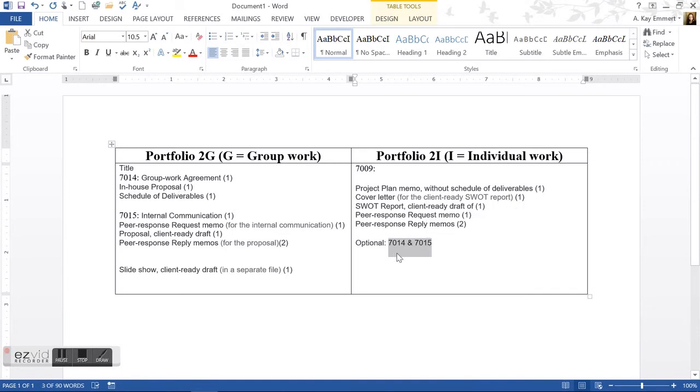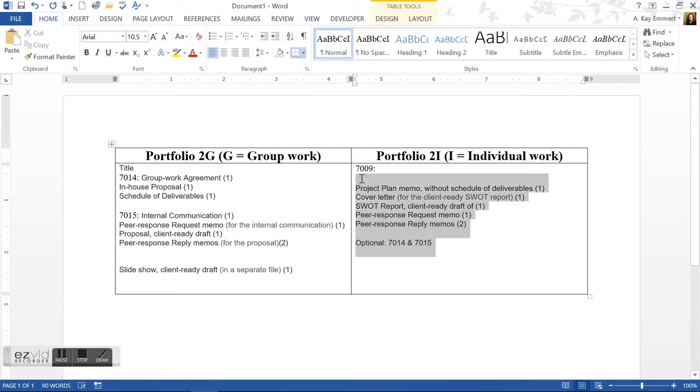Okay, so after your group has revised 7014 and 7015, you've decided you've got some extra time and you think you can do a substantially better job than what it currently is, you can revise 7014 and/or 7015 and then put it into your individual. Now here's a warning. Please do not waste my time on revisions that are very surface level. So that would be sentence-level things, which is still good to revise, but that's not going to make a huge difference in your Portfolio 2I grade, okay?